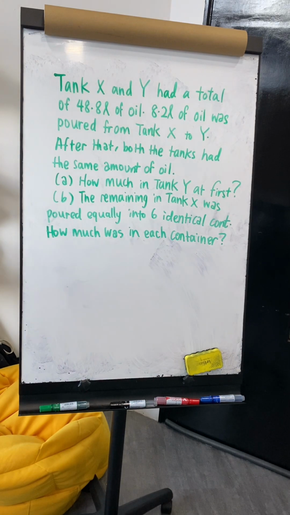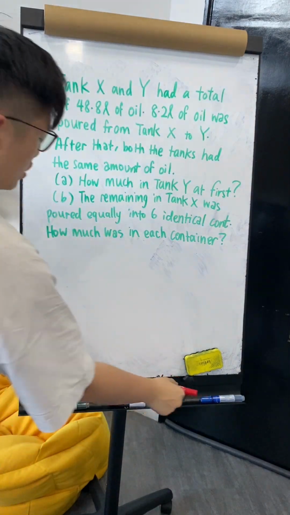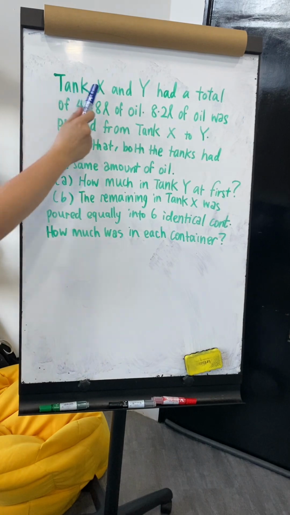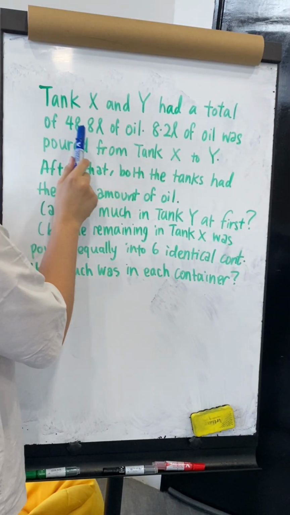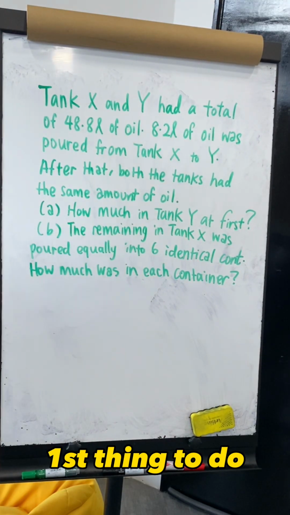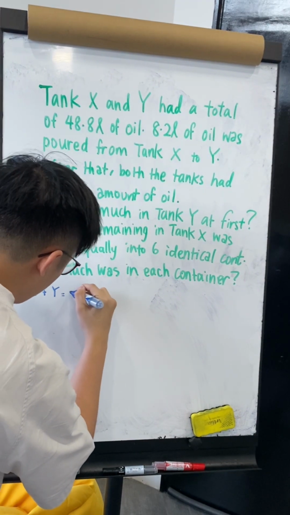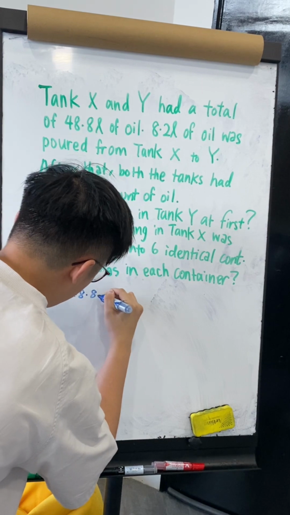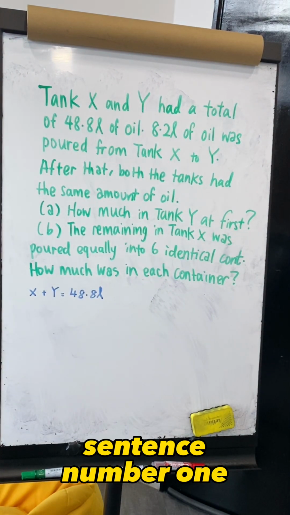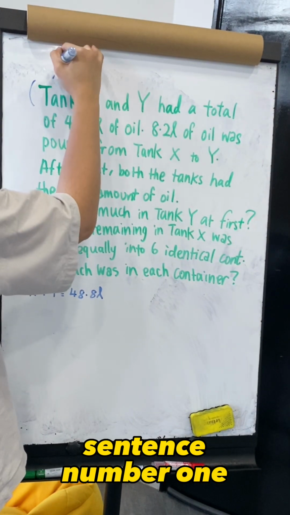Okay, hi everyone. Today we are looking at this question. As you can see over here, it says that tank X and Y had a total of 48.8 liters of oil. So the first thing I want to do is to write down that X plus Y equals 48.8 liters. This is very important. So that is what I call my sentence number 1.